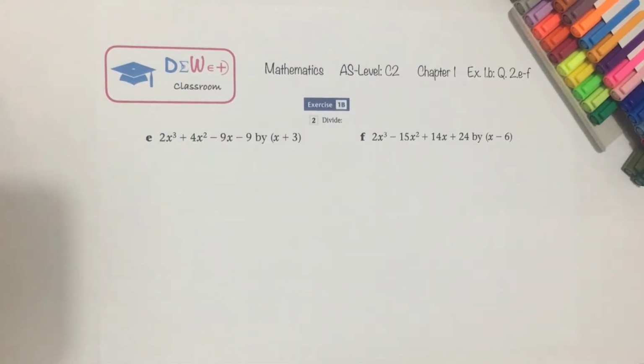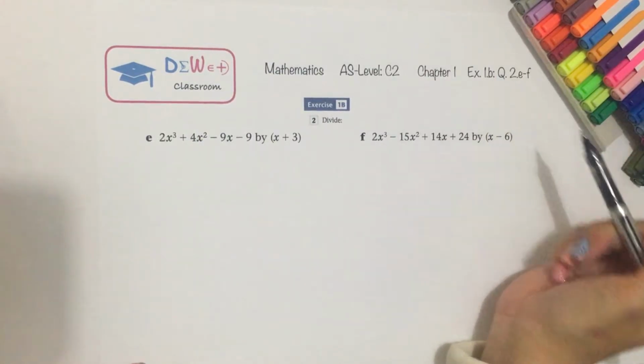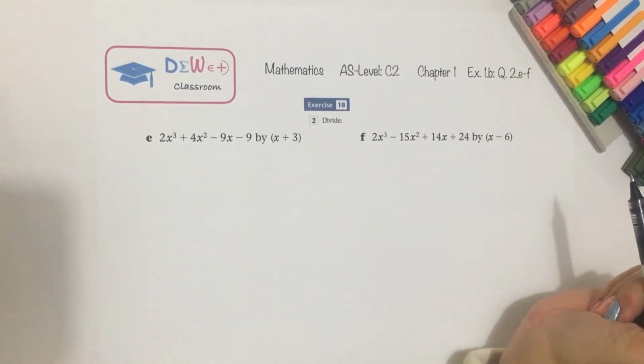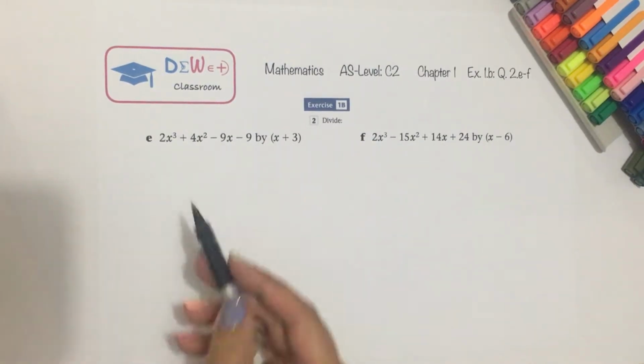In this video we are working from the C2 Core Maths textbook by Pearson, and we are busy working through Chapter 1, Exercise 1b, Questions 2e and f. Right, dividing polynomials by expressions.